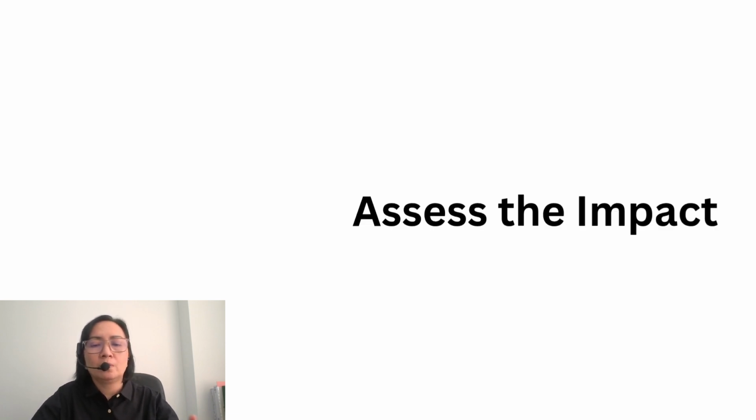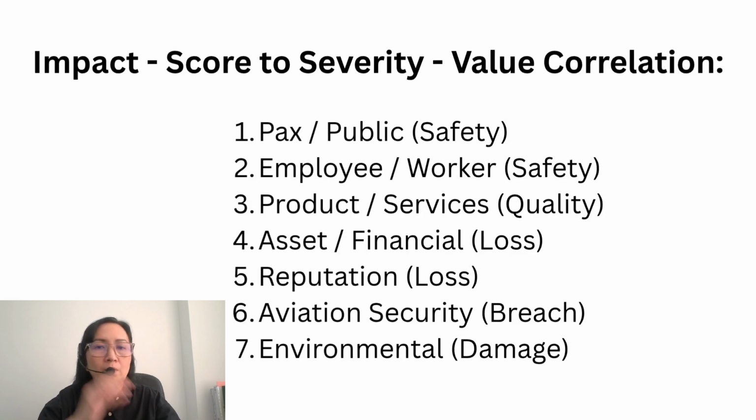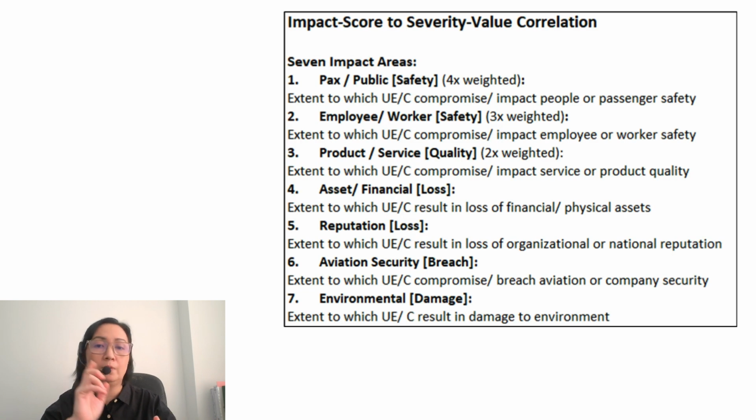When we have this, then we need to assess the impact. How? We can use these 7 impact areas here. Let's call this impact score to severity value correlation. There are 7 areas: number 1, passenger public safety. Number 2, employee worker safety. Number 3, product service quality. Number 4, asset financial loss. Number 5, reputation loss. Number 6, aviation security breach. Number 7, environmental damage. You may refer to each explanation in the table here.